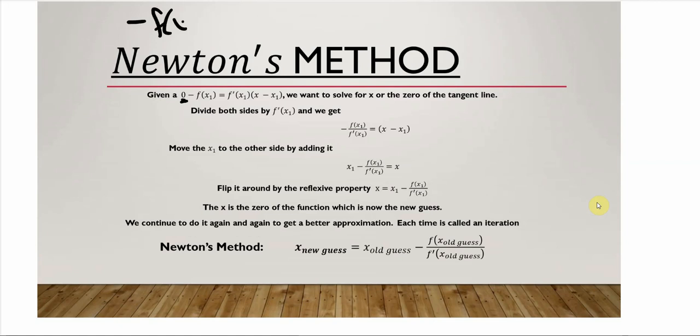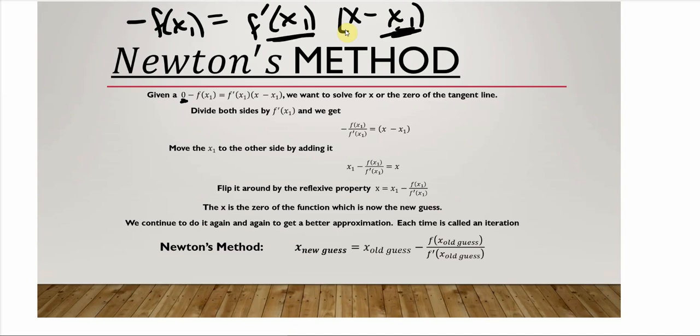Negative f of x sub 1 is going to equal f prime of x sub 1 times x minus x sub 1. Now remember, x sub 1 is my guess. That's what I originally wanted. So this is the guess, this is the slope at my guess, and this is the y-coordinate of my guess.